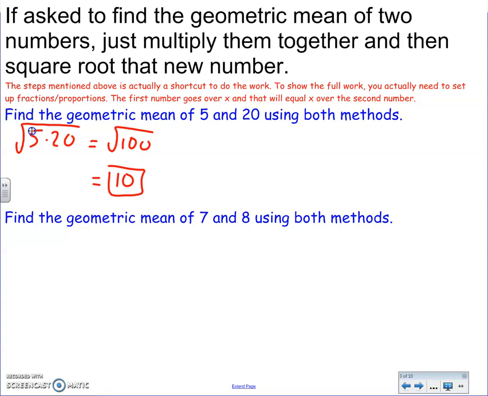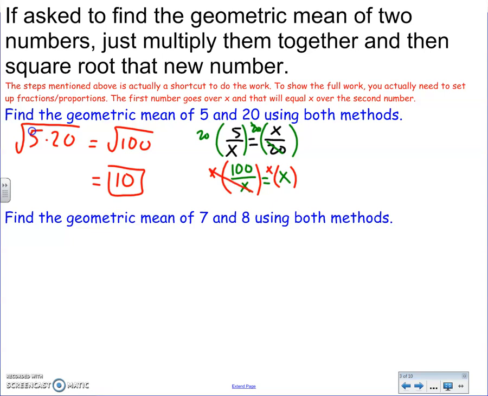Now here's the real work. It's the first number over x equals x over the second number. You already know how to solve fraction equals fraction, proportions. You're going to multiply each side by a denominator to get rid of a fraction. So let's multiply both sides by 20 first. The first one is going to be 100 over x equals the second one. The 20's cancel to x. I'm going to do the same step again. I'll multiply both sides by a denominator, in this case x.